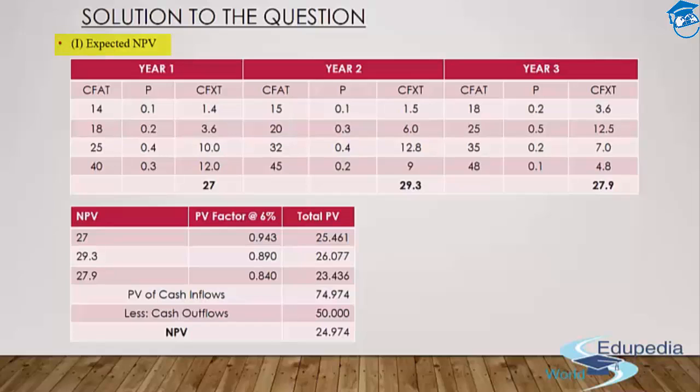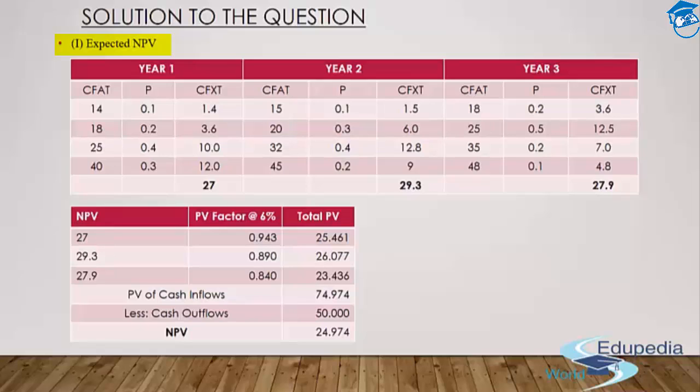So number one thing is the expected NPV. I need to check whether I should go ahead with the project or not. So the best cash flow estimate for year one is 27. Simply, all you need to do is multiply the cash flow after tax that has been provided, that is 14, 18, 25, with their respective probability distribution. So you will get the expected cash flows. For year one, it comes out to be 27. For year two, it comes out to be 29.3, multiplying 15 into 0.1, 20 with 0.3, 32 with 0.4, 45 with 0.2. So you'll get 1.5, 6, 12.8, 9, total 29.3. In year 3, it's going to be 27.9.